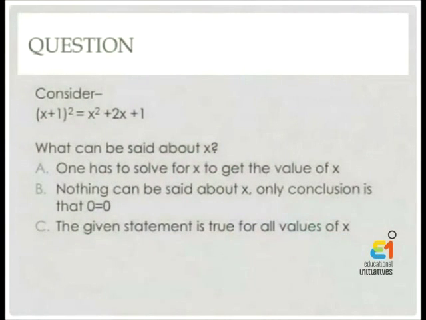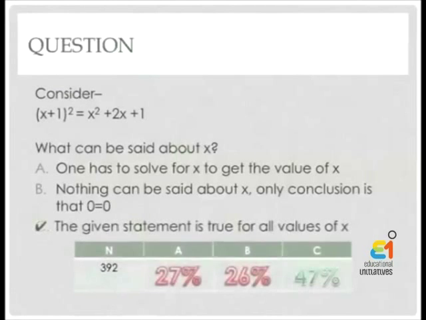Consider (x plus 1) whole square equals x square plus 2x plus 1. What can be said about x? Option A, one has to solve for x to get the value of x. Option B, nothing can be said about x, the only conclusion is 0 equals 0. Option C, the given statement is true for all values of x. The correct answer is option C, which is answered by 47% of the students. 27% students answered option A and 26% answered B.